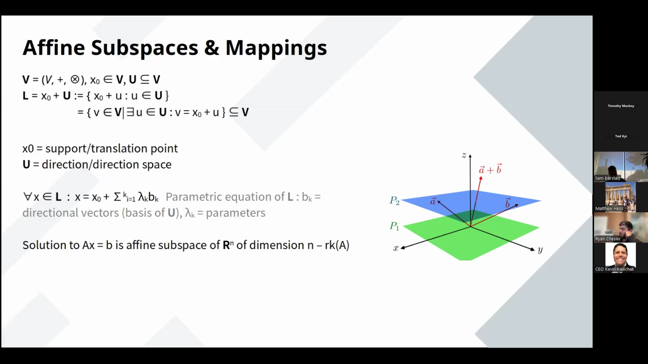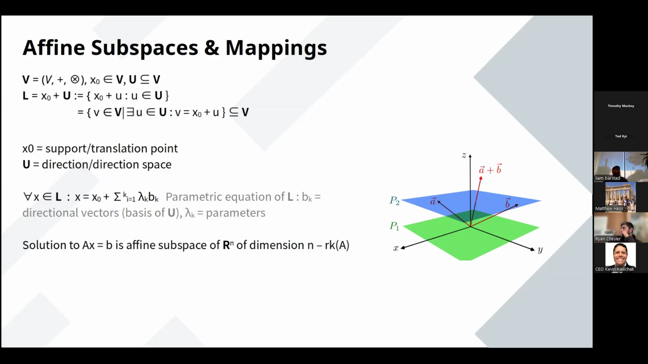Okay, I'll explain why that's true. Basically, it doesn't go through the origin. It's an inhomogeneous system of equations, so it doesn't go through the origin. So it is an affine subspace. It's a translation of Rn by B, I think, where B is actually the support translation point.